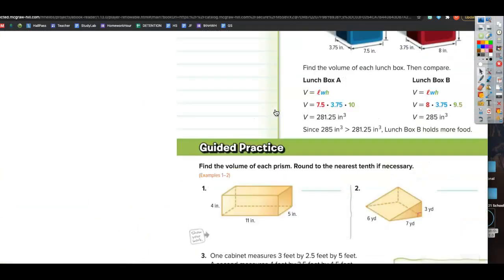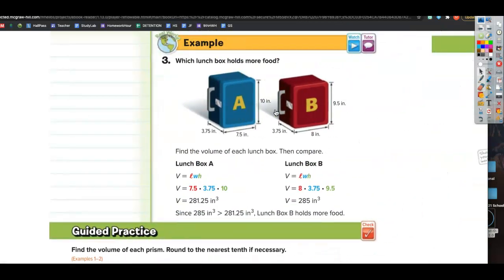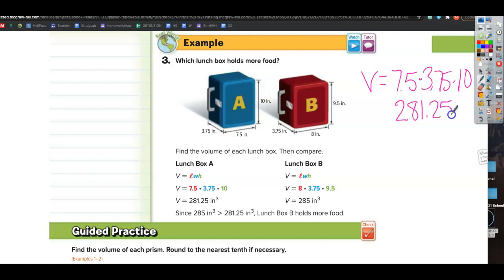All right, we're talking about lunch boxes. Which lunch box holds more food? So if we're filling it, what are we finding? The area or the volume? Volume. Okay, so tell me, what would I write for the first formula for box A, Hayden? Good, and what would you get for the answer? Good, and we're just looking at, because they solved in the book for us, and that'd be inches cubed.